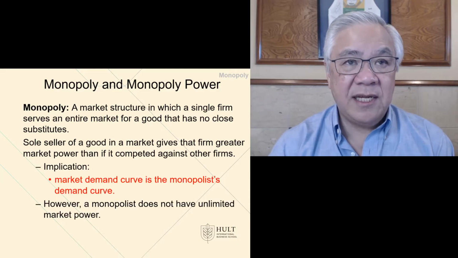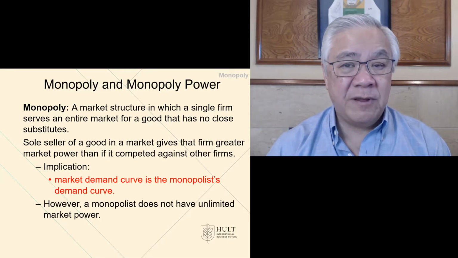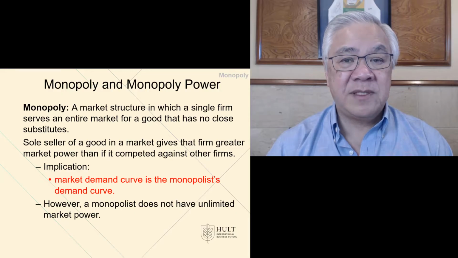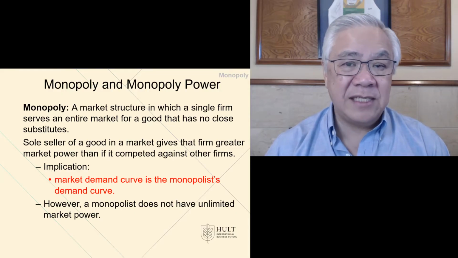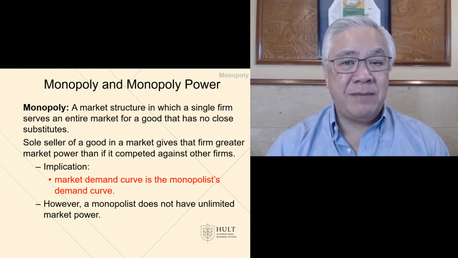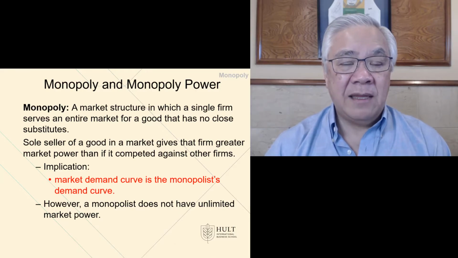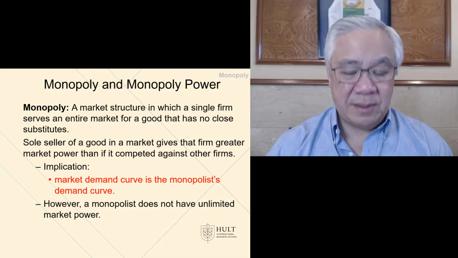And the implication is the market demand curve for this monopolist is the demand curve for the firm. We saw in perfect competition that the market determines the price, and if you're a firm, you're a price taker. In this case, you're a price maker. The monopoly may choose at what volume to supply and therefore dictates the price of the market. However, there are limitations. It's not unlimited power. We'll get into that in a moment.